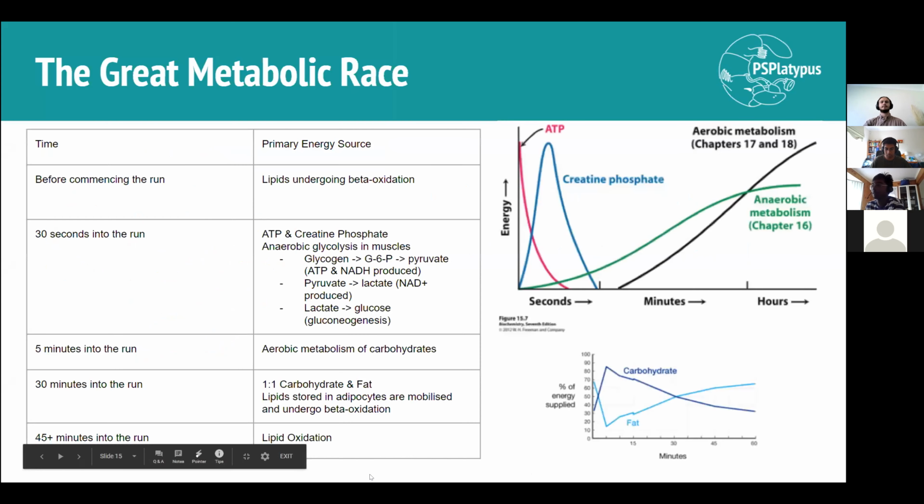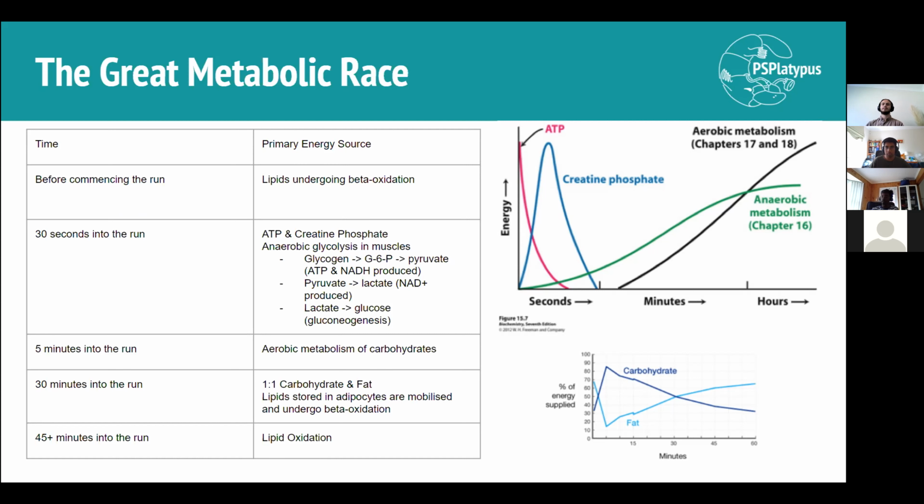So in that table, you're going to see a time column and a primary energy source column. He's going to start running, and before commencing the run, the primary energy source is going to be lipids undergoing beta oxidation, because beta oxidation is a process that we have for lipids to be converted into usable energy, like subunits such as NADH. In the bottom right, you'll see a graph, and I think that illustrates it pretty well.